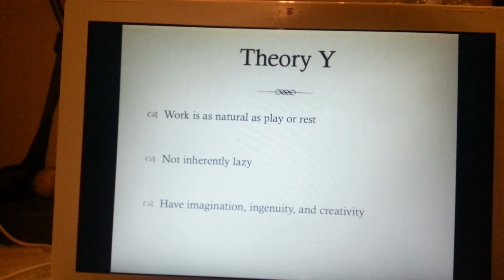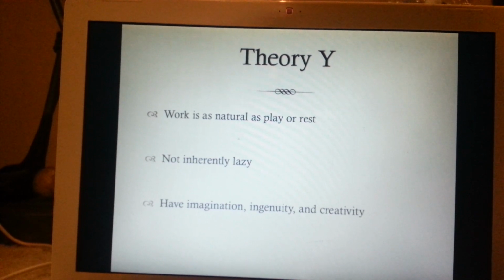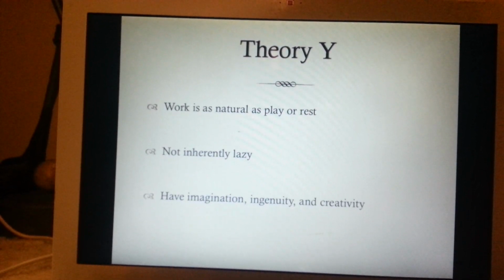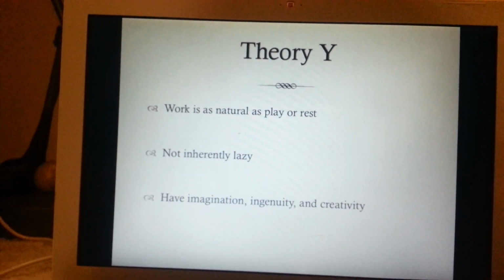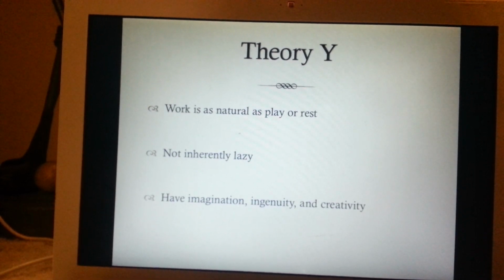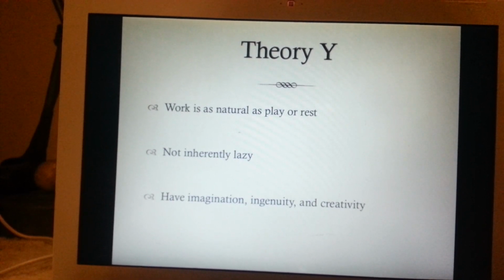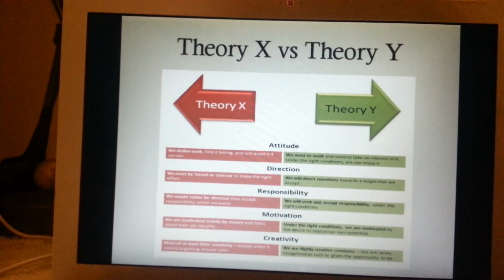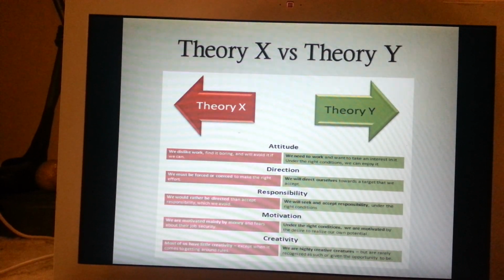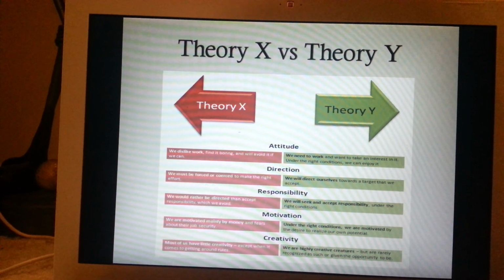Theory Y, on the other hand, represents a more supportive approach to managing people. It states that they are not inherently lazy, and it states that if managers will provide the proper environment to unveil their potential, work will become as simple as play, rest, and relaxation. Here's a table summarizing some of the key differences I've discussed.